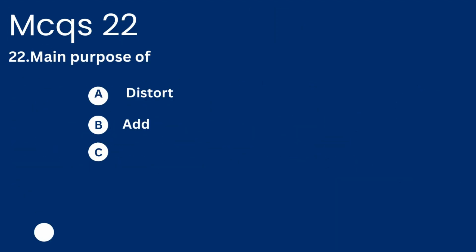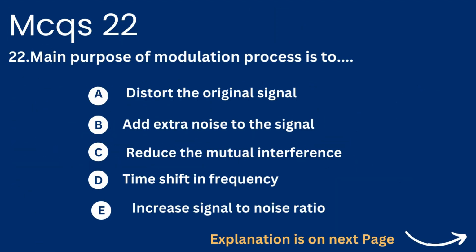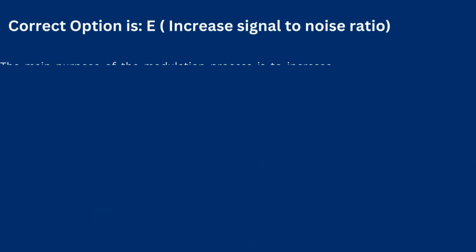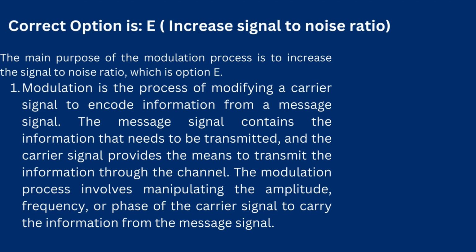Moving towards next MCQs. The main purpose of the modulating process is to: distort the original signal, add extra noise to the signal, reduce the mutual interference, time shifting in frequency, or increase signal to noise ratio. So our correct option is E, increase signal to noise ratio.